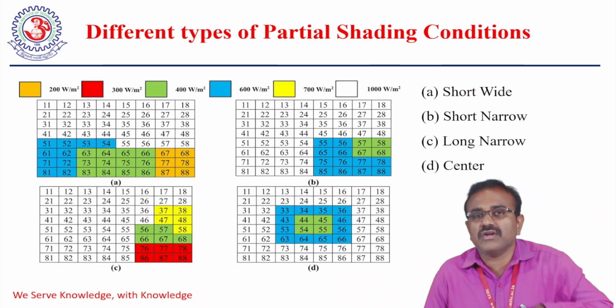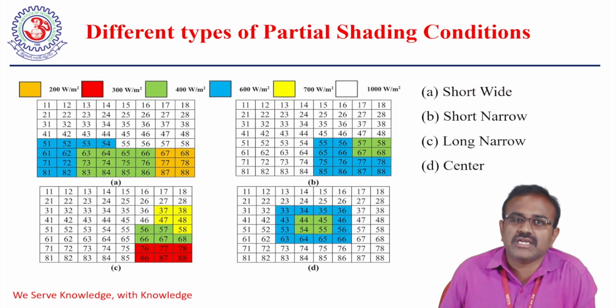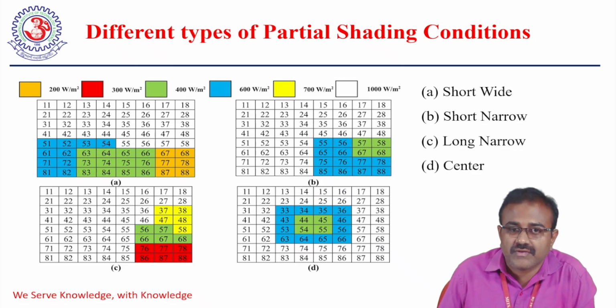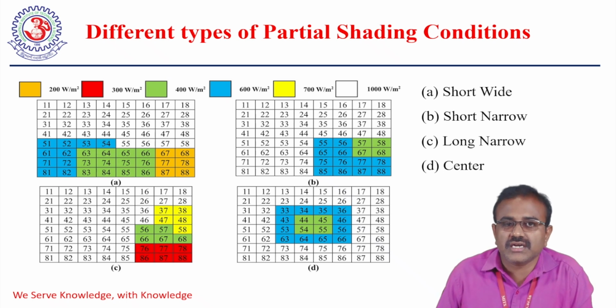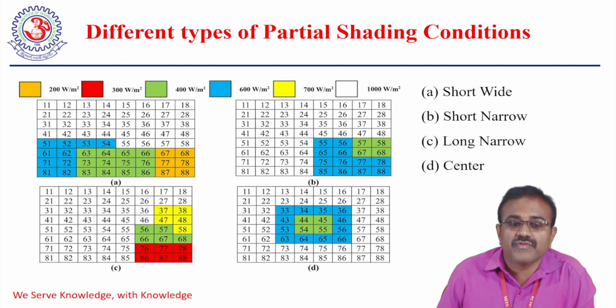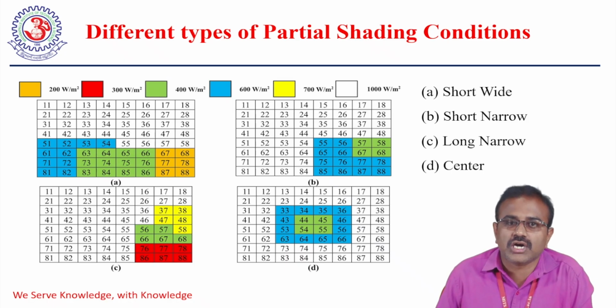Next, we will discuss the different types of partial shading conditions. In this concept, we created an artificial shading model. Normally the standard testing condition for a solar PV array is 1000 watts per meter square. We have described 4 partial shading conditions: short wide, short narrow, long narrow, and center shading pattern.